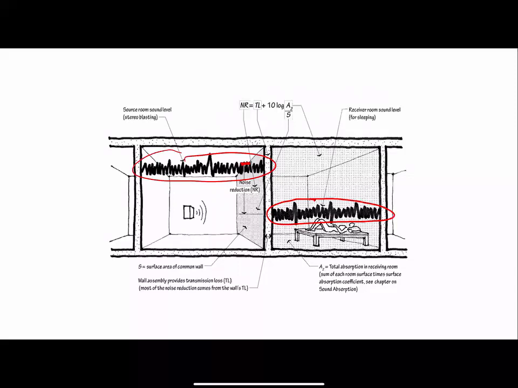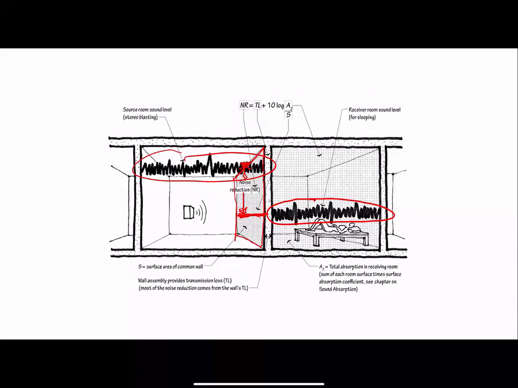And we have the difference between the source room and the receiving room. That's going to be the noise reduction, and that's really what we're interested in. Now, the noise reduction is a function of three things. It's a function of how robust the wall is. That's the transmission loss of the wall, what the wall is made of. But it's also a function of two other things.